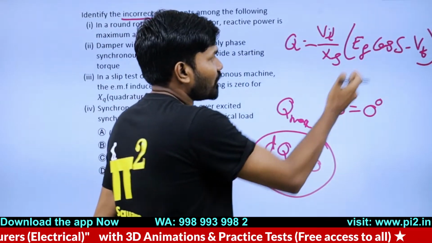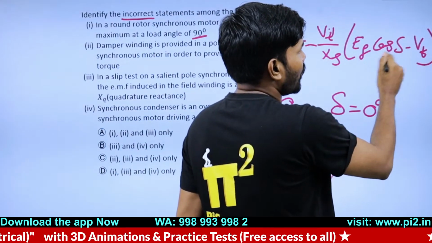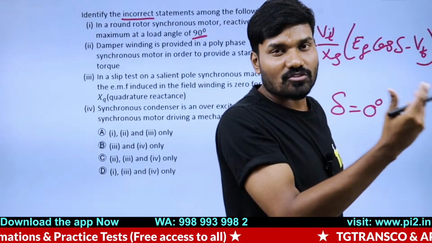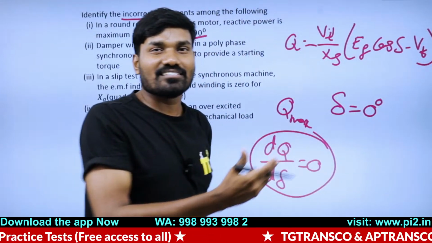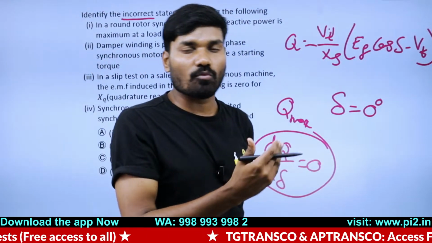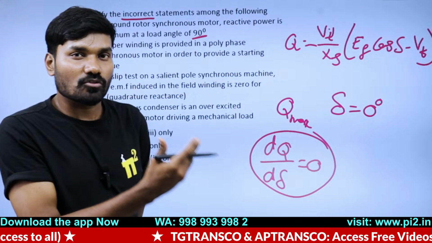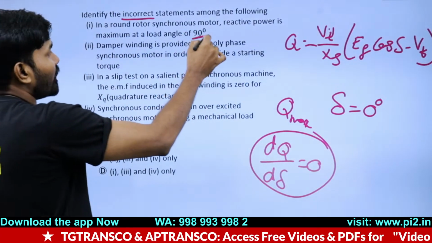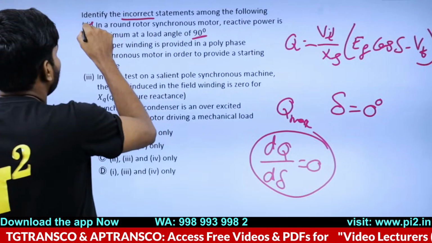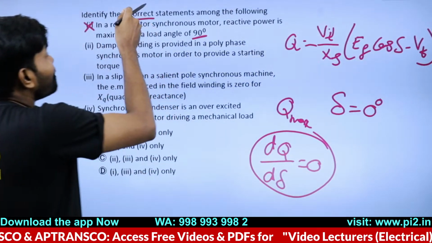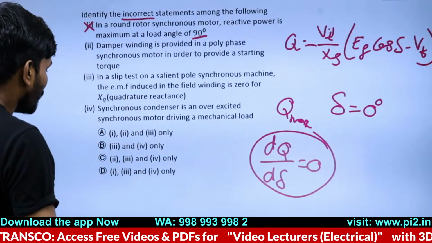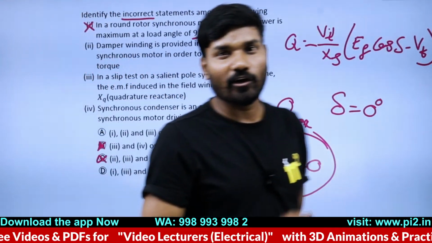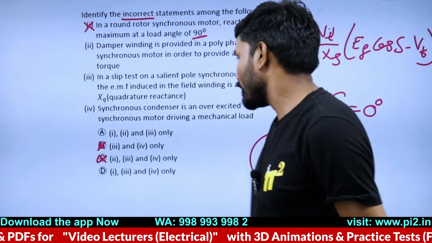In the differentiation, this is constant, it becomes 0. Cos delta means the derivative is sine delta. So sine delta should be 0, meaning delta should be either 0 degrees or 180 degrees. 180 degrees is not possible, so 0 degrees. So this will be maximum when it is 0 degrees. So this is a wrong statement, and it is asked to identify incorrect statements. So this option is wrong, this option is wrong. Only option A and option D are left.